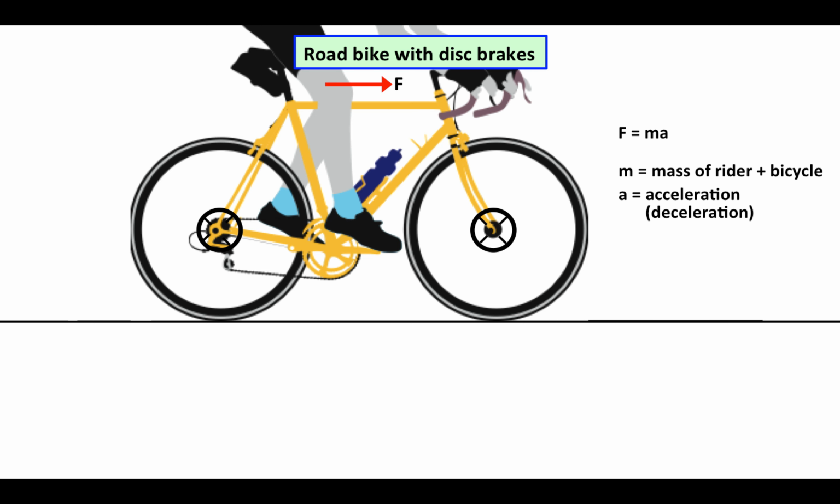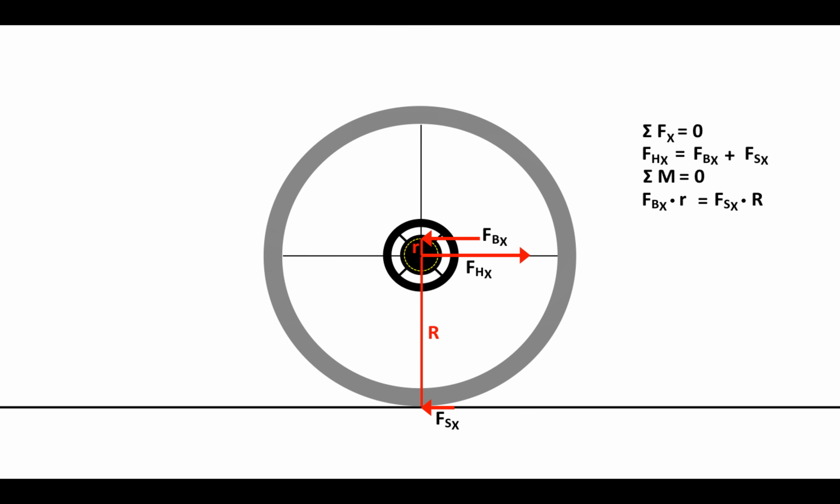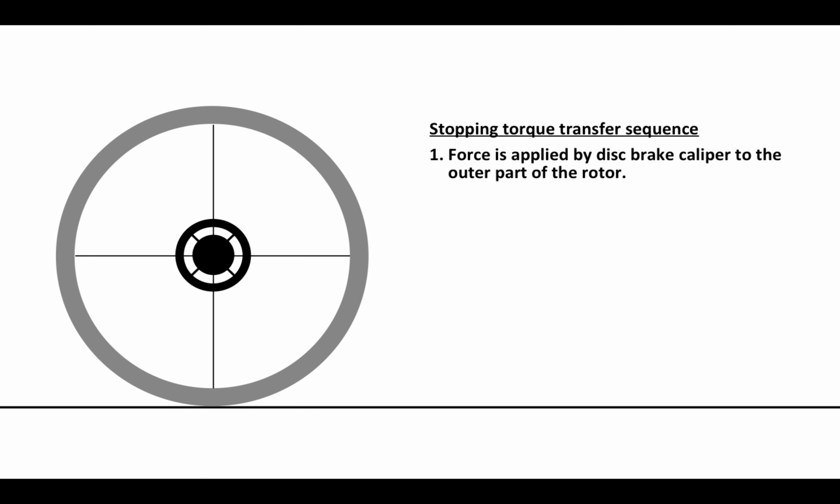With disc brakes, we have to also obey Newton's second law of motion. And we see this analogous picture, and I'll come back to this in a minute and derive this, but I first want to discuss the braking sequence. When I slow or stop my wheel, my stopping torque transfer sequence is as follows. First step, a force is applied by the disc brake caliper to the outer part of the rotor, and then step 2, the torque is transferred to the hub.